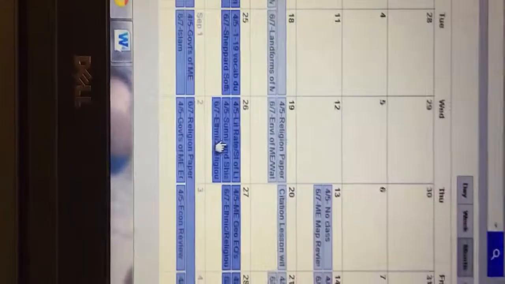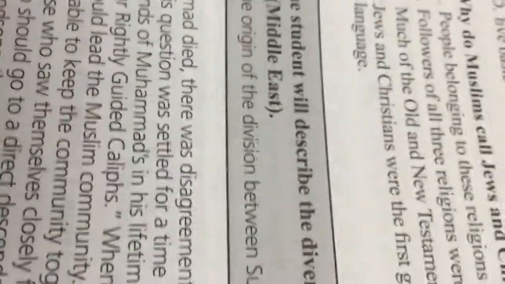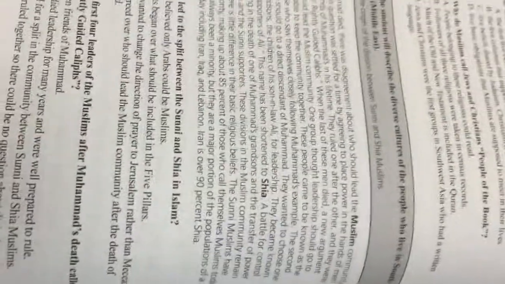Part two is the Sunni and Shia. So it says on here, let's read page 94 in the CRCT coach book. All right, so we're going to turn back a page actually. And in 94, it talks about the origin of the division between Sunni and Shia Muslims. So all you have to do is read.